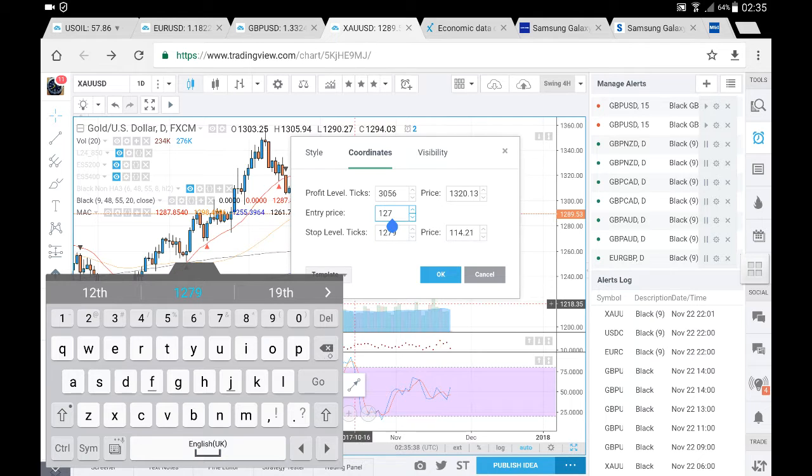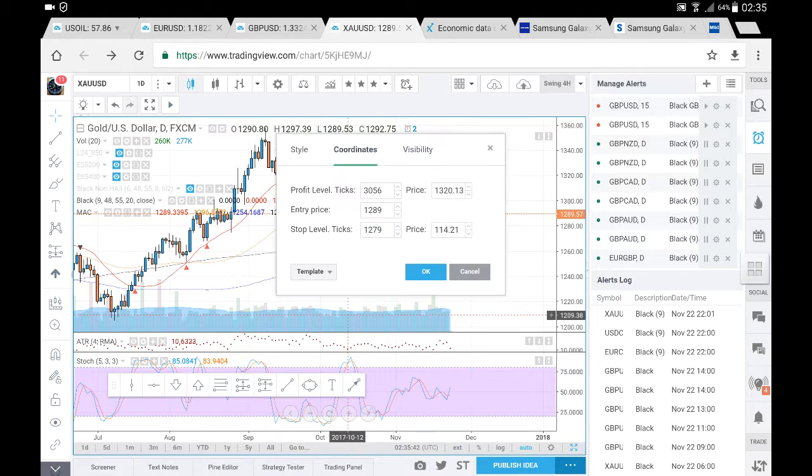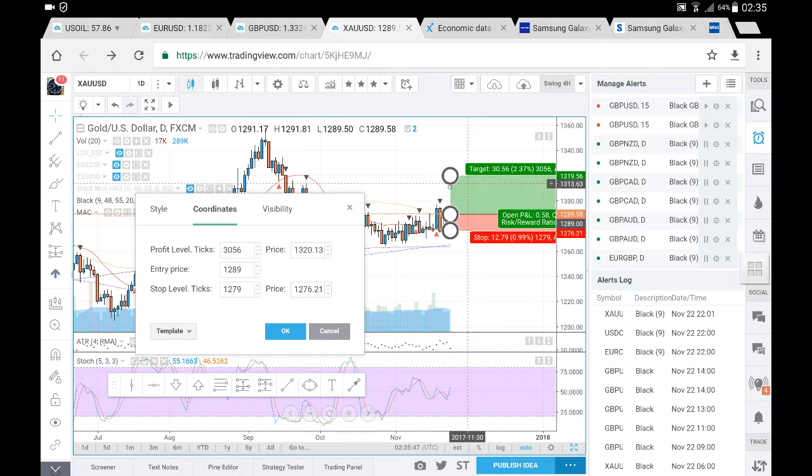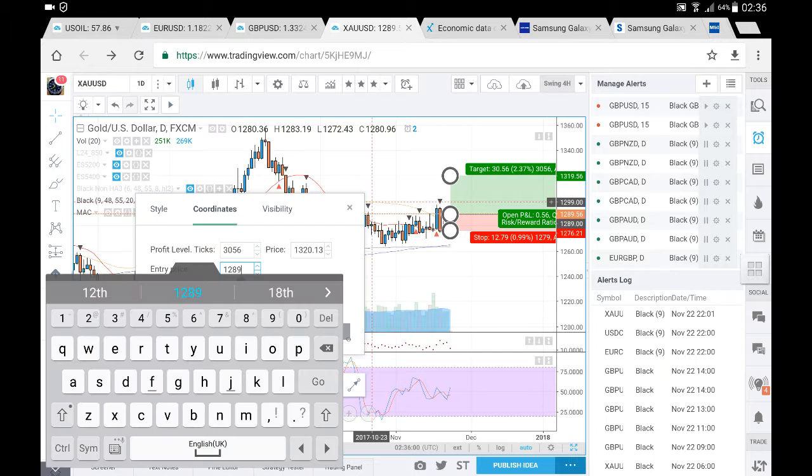Our entry is in around 1289, I think. I'm going to have a look where our entry is. Our entry should be on this candle just there, or even the candle underneath it. 1291. Yep, 1291. Our entry is at 1291.